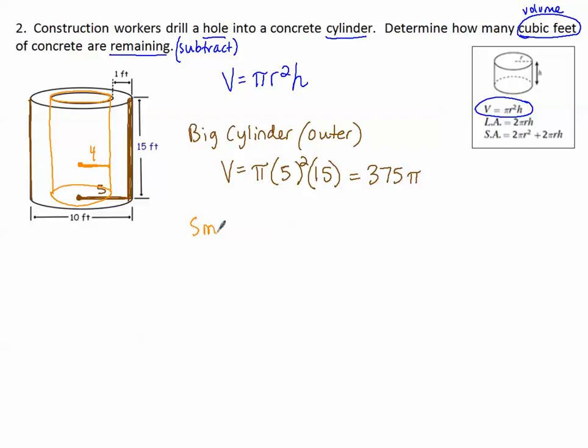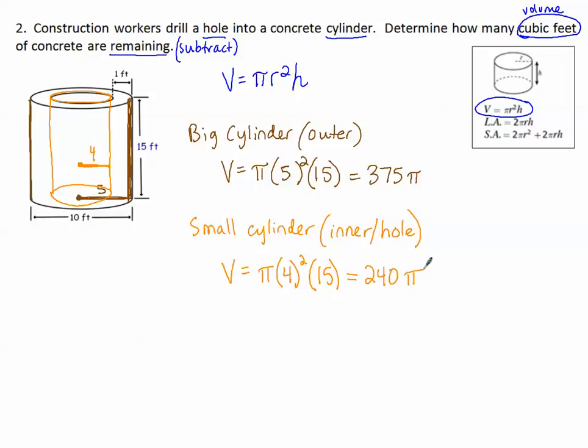So now we'll think of our small cylinder, or the inner cylinder, which is the hole, and we'll write the formula for that. Pi times radius 4 squared, and then the height. Well, it's just as tall because they drill the hole all the way through, so the height is the same, 15. That makes 240 pi.